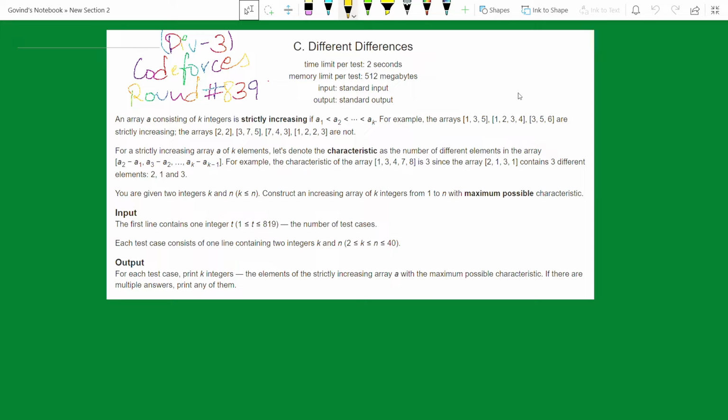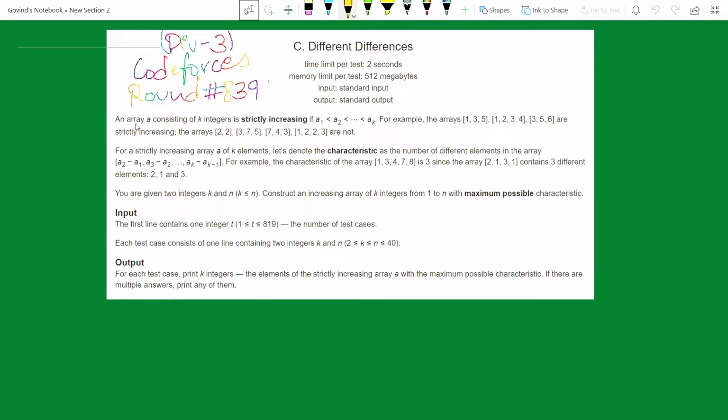The third problem of Codeforces Round 839 Division 3. So let's see the problem. There are two terms given in the question, strictly increasing and characteristic. Let's understand what they mean by strictly increasing and characteristic.